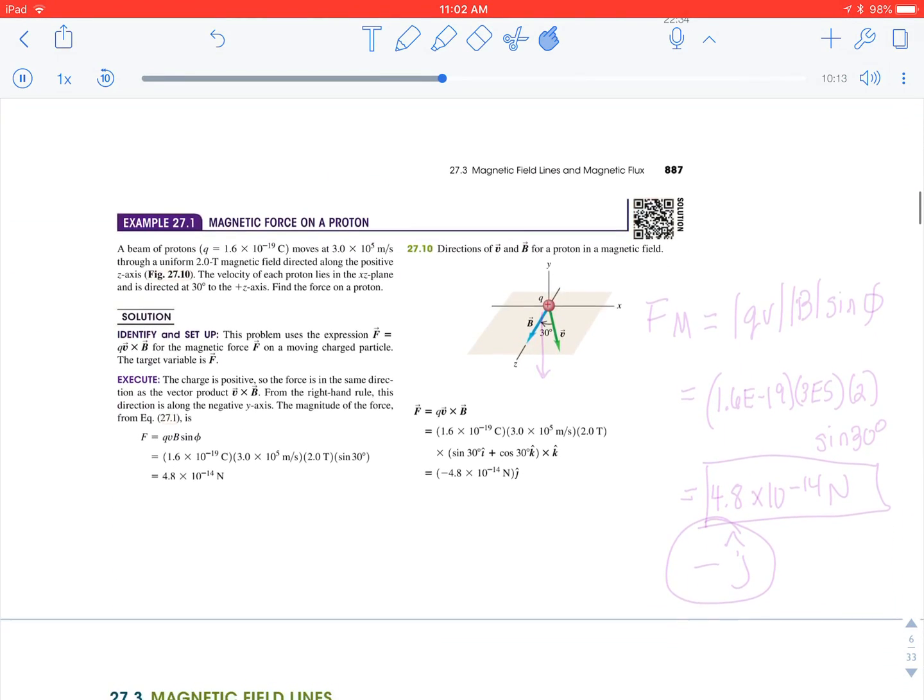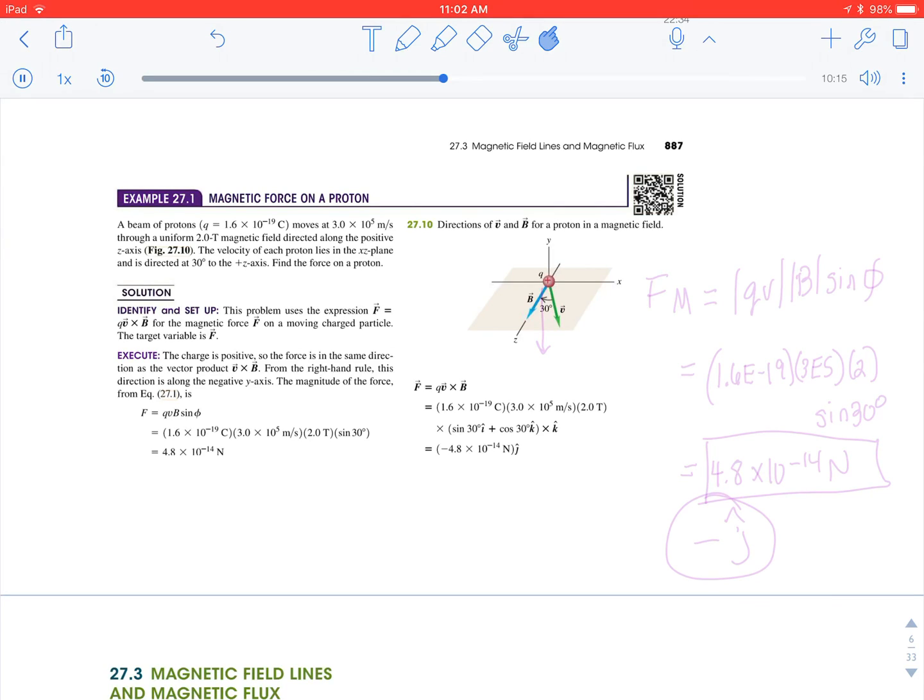So next up for this lecture is the magnetic force on a proton. So a beam of protons, and they give you the charge, moves at 3 times 10 to the 5th meters per second through a uniform 2 Tesla magnetic field directed along the positive z-axis. The velocity of each proton lies in the xz plane and is directed 30 degrees to the x-axis. Find the force on the proton.